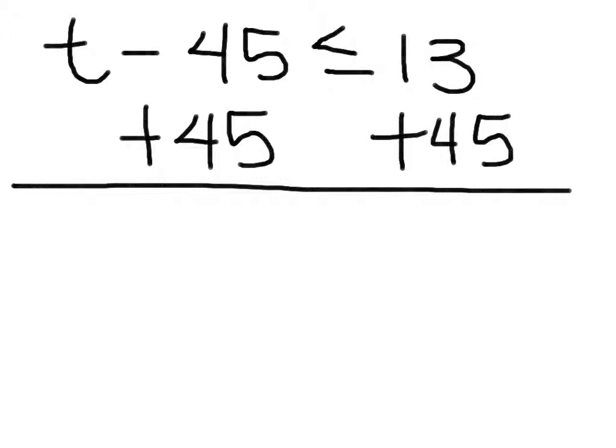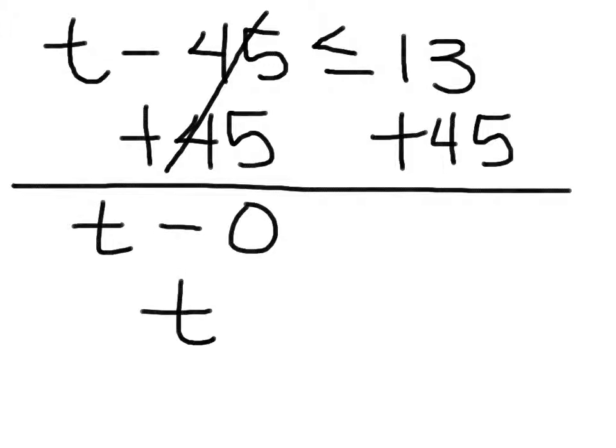So the negative 45 cancels out and the positive 45 cancels out, which becomes t minus 0. You don't really need to write that. You could just say t, right? And then you still keep your less than or equal to. You pull that down just like an equal sign, and then you have 13 plus 45 is 58.